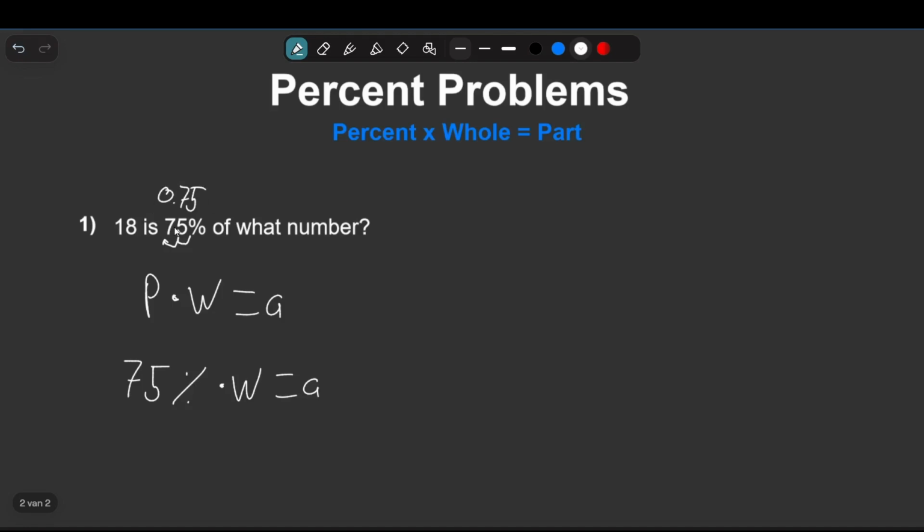Now what we have to do is divide. So we are going to divide 18 by 0.75. Let's do this over here. We're going to divide 18 by 0.75. And as you guys know, when we are dividing numbers, we want both of the numbers to be whole numbers. So the first thing we are going to do is turn this 0.75 into a whole number by multiplying it by 100. So we are going to move the decimal to the right again twice, like this.